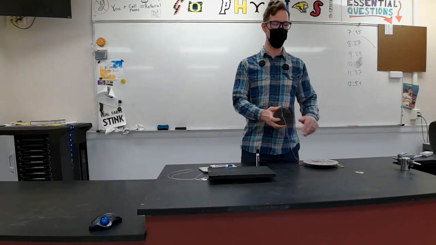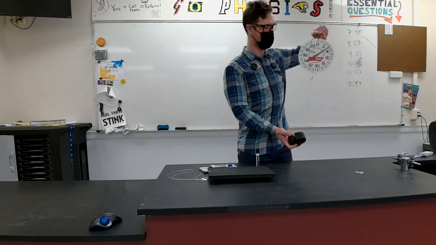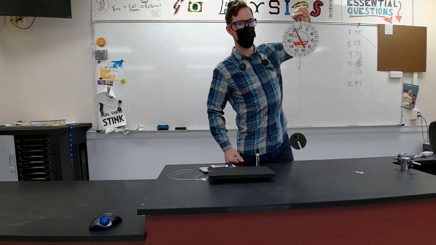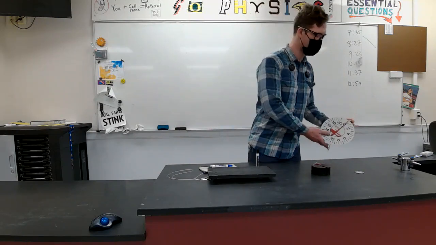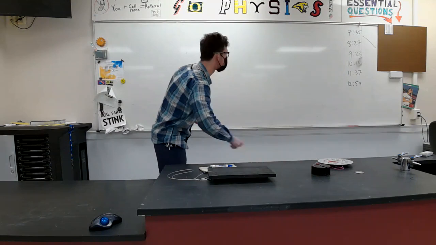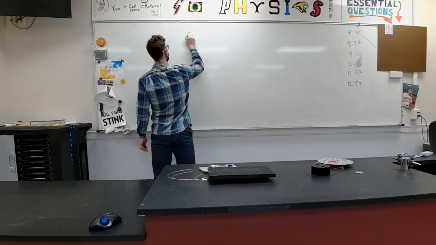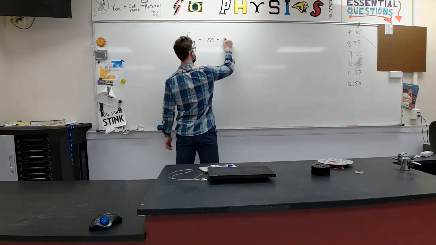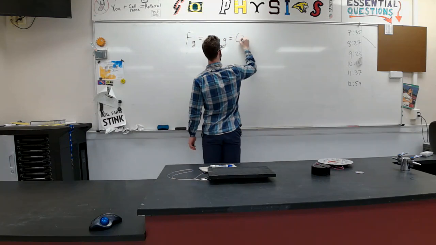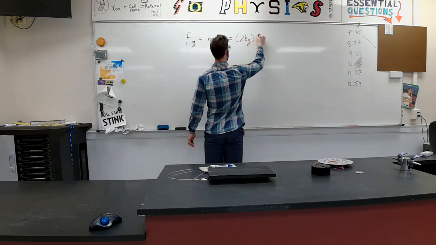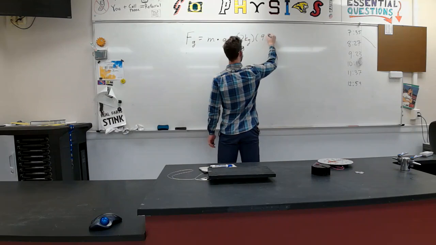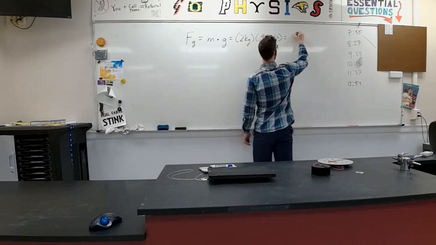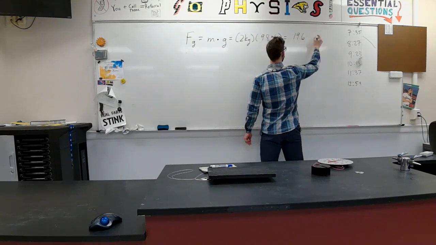This 2-kilogram mass has a weight of approximately 20 newtons. This makes sense because the force of gravity is equal to mass times acceleration due to gravity. 2 kilograms times the Earth's acceleration due to gravity, 9.8 meters per second squared, gets you 19.6 newtons.